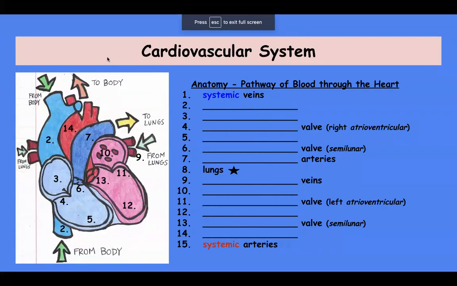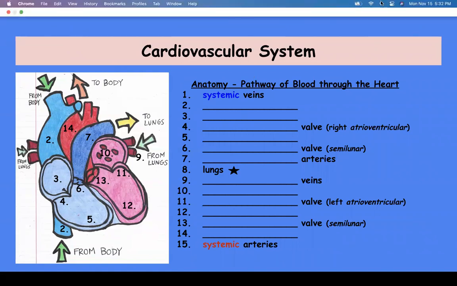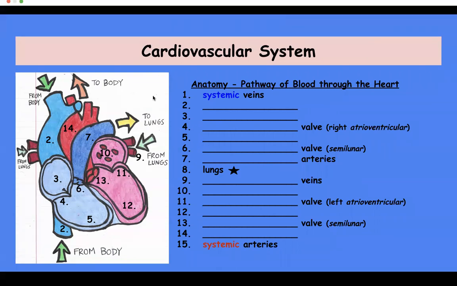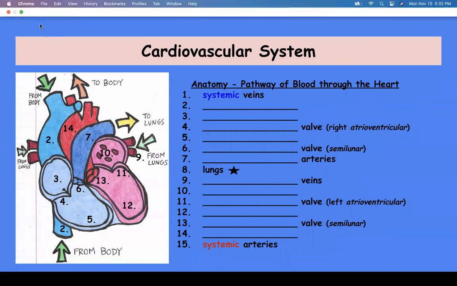Okay. Is it back to the slide that we were working on with numbers 1 through 15? Can someone let me know? Can you guys see it? Yeah. Okay, thank you.